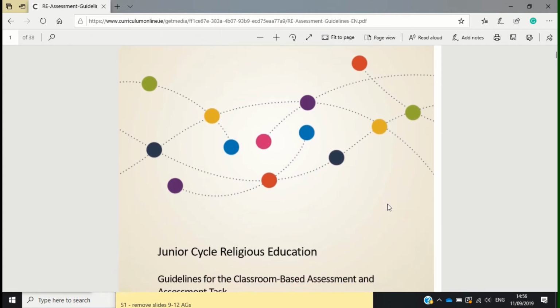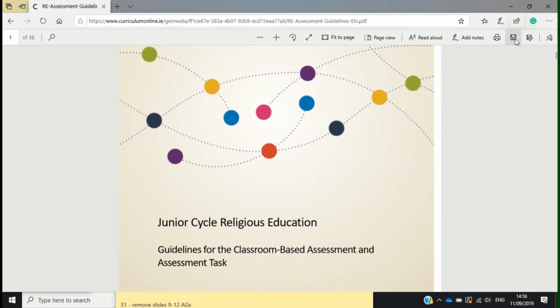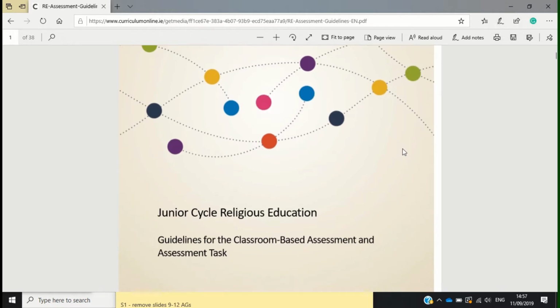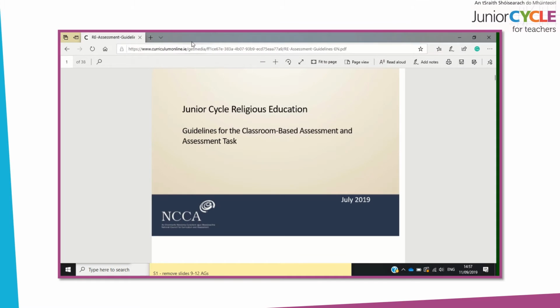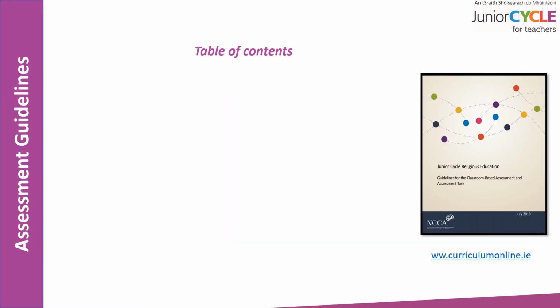You may wish to save this document, but please note that assessment guidelines can be updated. It is always useful to check the date so you know which document you're using. This is July 2019. When you go back to Curriculum Online, it'll always be the most up-to-date assessment guidelines, and they're the ones you want to use each year. This is a table of contents of the assessment guidelines.